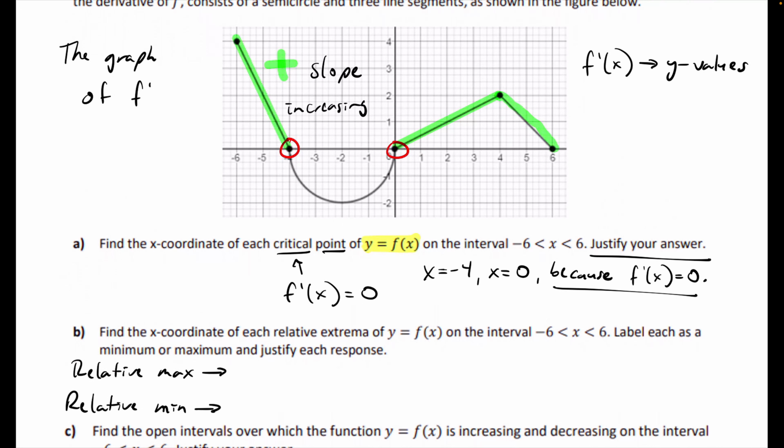Where did it have a negative slope? From -4 to 0. There you go. In between, right? Negative slope. If something has a negative slope, where's it going? Down. Decreasing, right? Decreasing. Okay.